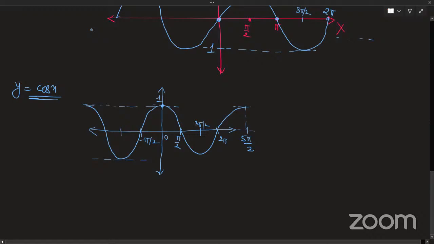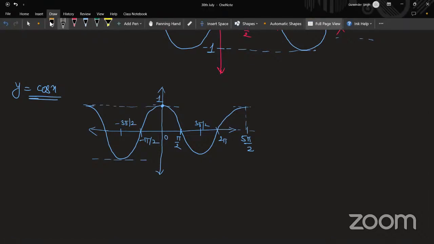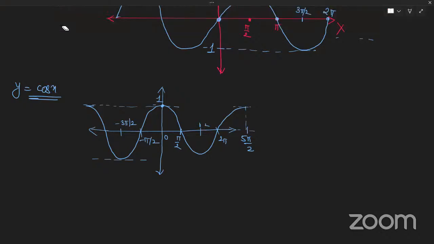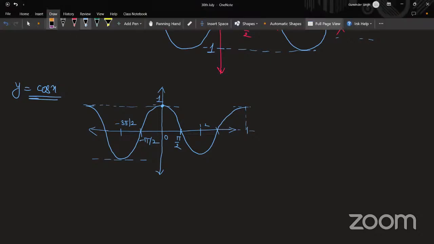Any issue? It is 3 pi by 2? Oh, sorry. It will be pi. Yes, you're correct. So it is shifted actually. Sorry, it was my fault. Thank you so much.